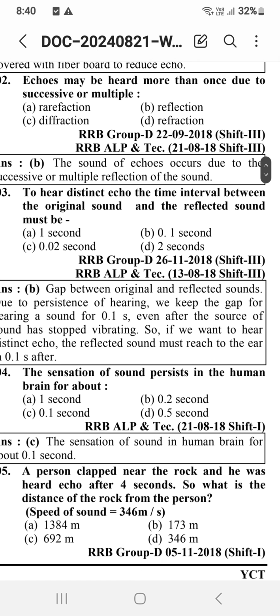A person clapped near the rock and heard the echo after 4 seconds. So what is the distance of the rock from the person?